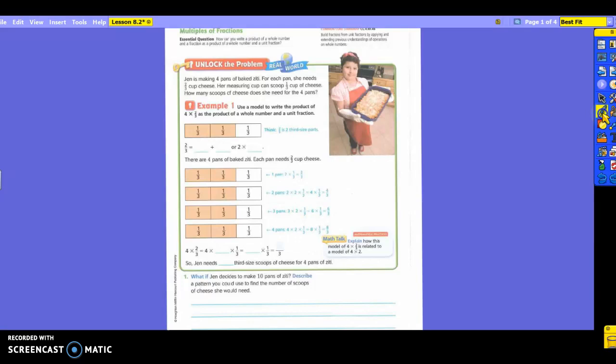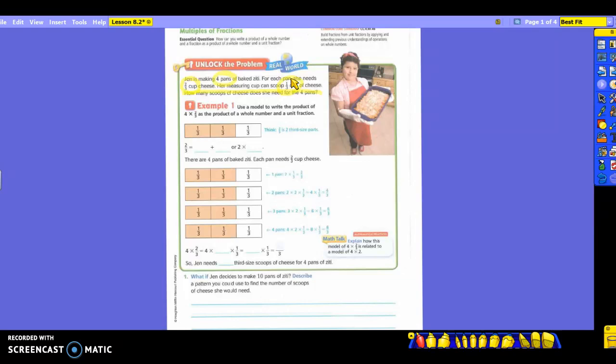Ziti is a type of noodle. Okay, as you can see there in the pan. So our question for us today is, how many scoops of cheese does she need for the 4 pans? We know that she's making how many pans? 4. For each one, she's going to need 2/3 of a cup, but her measuring scoop is only measuring 1/3 cup.